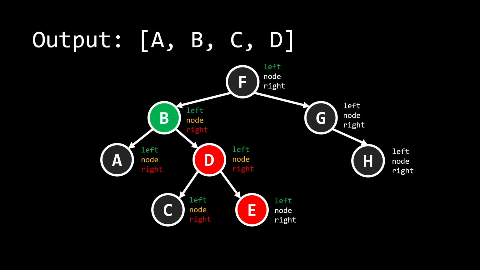It's going to try to process the left. There's nothing on the left. Process the current node, so let's process it. So we print out an E. Let's go to the right. There's nothing to the right. And so what we're going to do is we're going to come back up to the D.